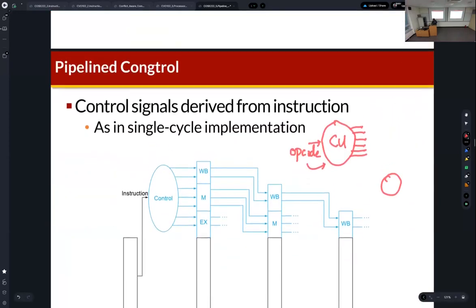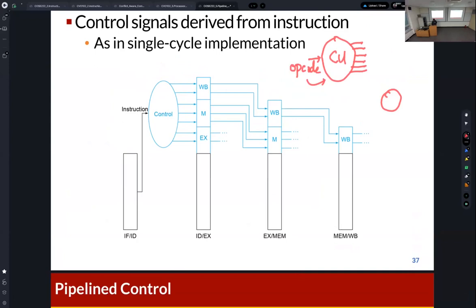As you can see here, the control unit is in the ID stage. The data path is the same. We defined the control unit in the single cycle processor part, and we defined the functional behavior of the data path elements in the single cycle processor part, right? So the control unit is actually the same, and the control unit generates the control signals, right?